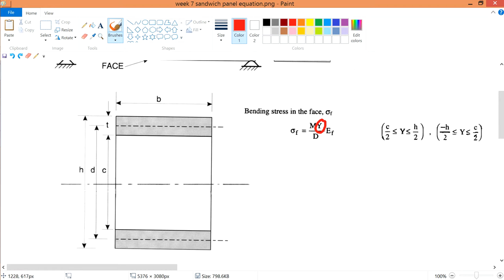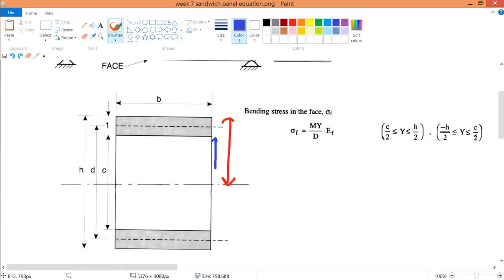Then the y in this case is not the distance from your reference axis to the neutral axis. It's not this y anymore. So what is the y? The y is in between h over 2. This is h, this is the full length over here. So h over 2 is talking about this portion over here. And what is c over 2? c over 2 is actually this one. Maybe I should use a different color. So c over 2 is this one.